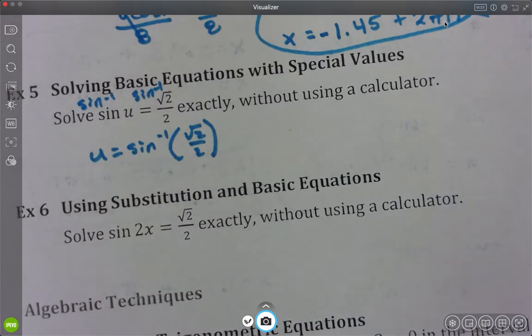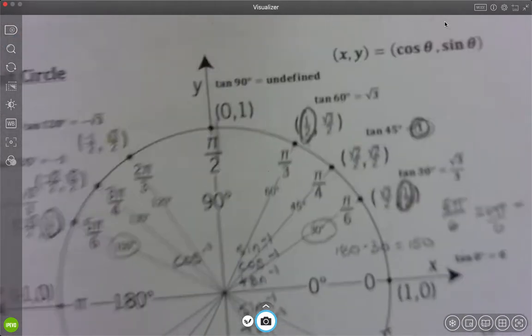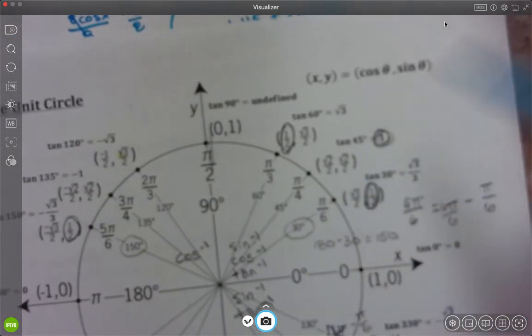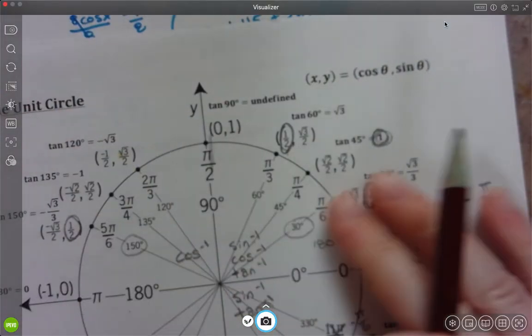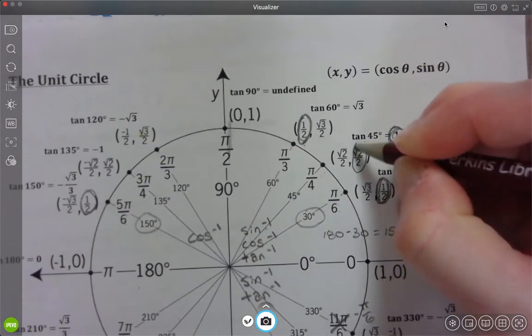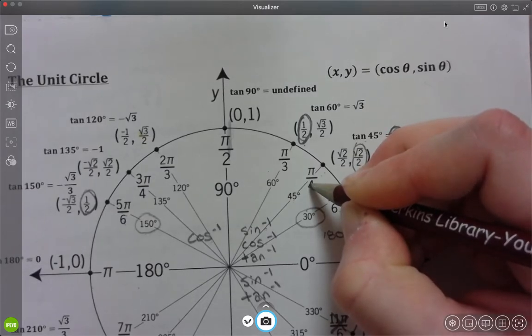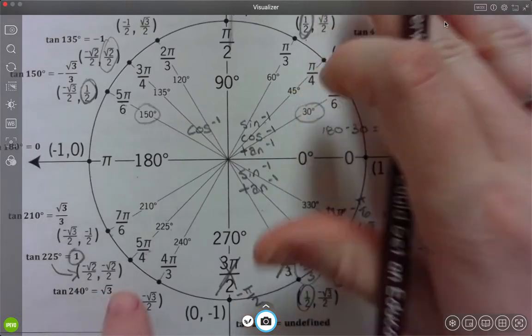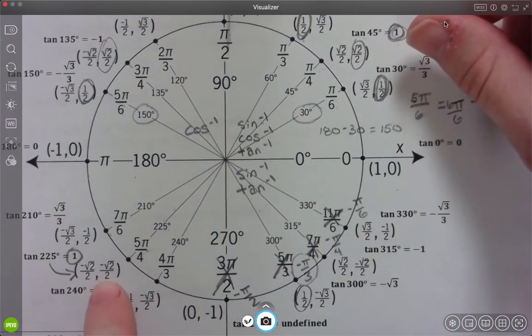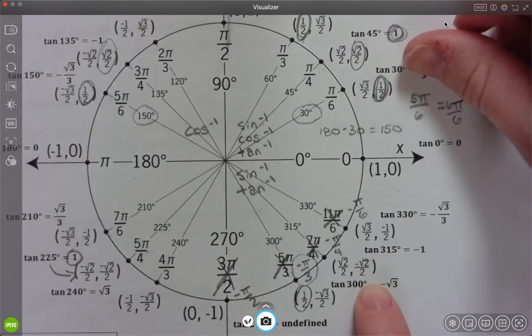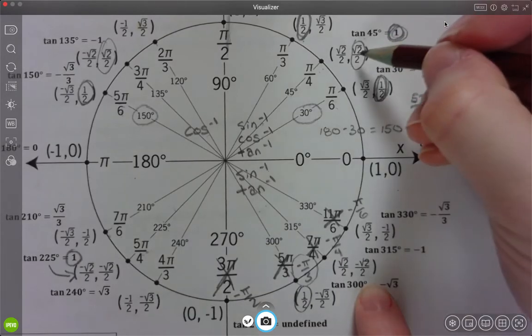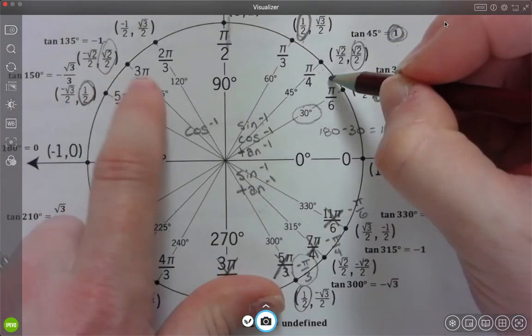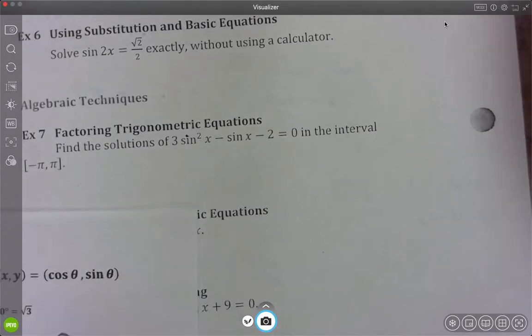Okay. So basically they're asking, where is sine the square root of 2 over 2? In this case, we're going to find the sine value, square root of 2 over 2. I see it first here at pi over 4, and then I see square root of 2 over 2 also at 3 pi over 4. Now 5 pi over 4 does not work because it's negative square root of 2 over 2. Same thing over here. So both of them have to be positive, so pi over 4 and 3 pi over 4 are going to be my two solutions, okay?